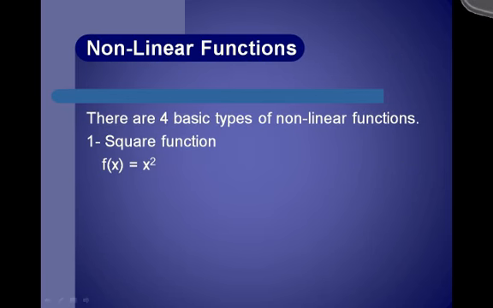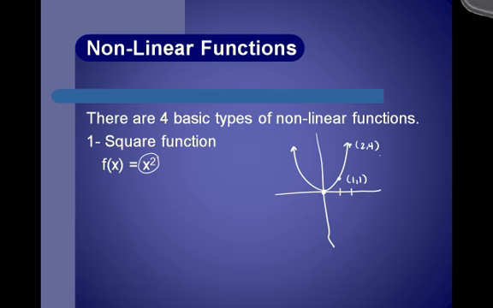There are 4 basic types of nonlinear functions. The first one is the square function. In order to be a square function, you have to have an x to the power of 2. And the general graph of a square function is the parabola. If x is 0, 0 squared is 0. If x is 1, 1 squared is 1. If x is 2, 2 squared is 4.